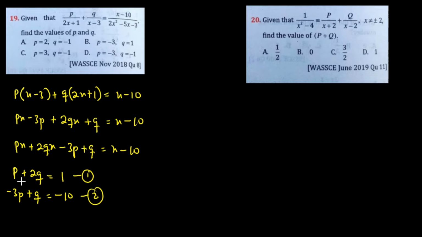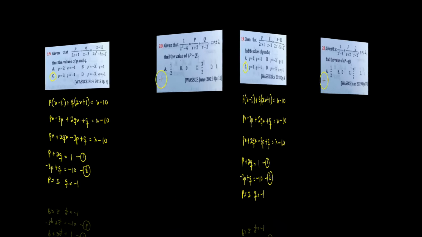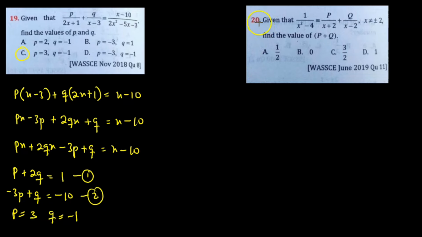And that will be equal to, so using the calculator to solve it, my P value is equal to 3, and then my Q value is equal to -1. So when we look through, P being 3 and Q being -1, the answer is possible answer C. Possible answer C. All right. So moving on to question number 20. Question number 20, that is May/June 2019. It is similar to what we just did, similar but not the same.